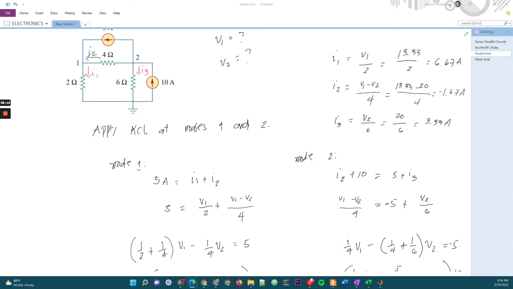Medyo taas-taas naman siya. Anyway, let's try.